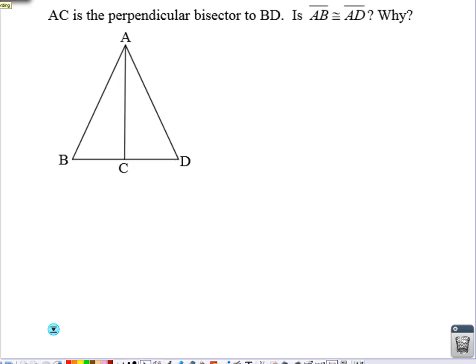Says AC again is the perpendicular bisector of BD. Is AB congruent to AD? What do y'all think? Yeah. Why? The same thing I've been saying for the past 5 minutes. If a point lies on a perpendicular bisector, then it is equidistant to the endpoints of that line segment. Here's your line segment, here's your perpendicular bisector. It tells you it's a perpendicular bisector. If a point lies on that perpendicular bisector, then it is equidistant to the endpoints. Any questions?